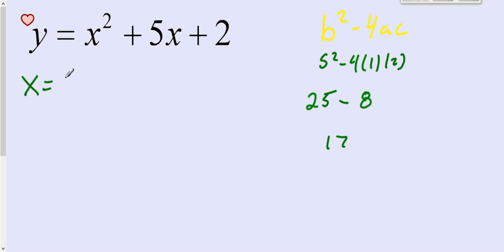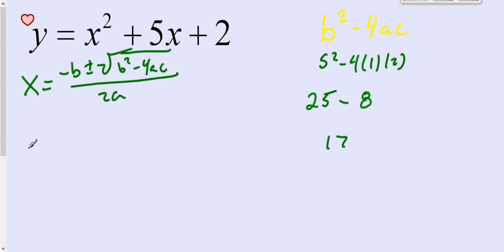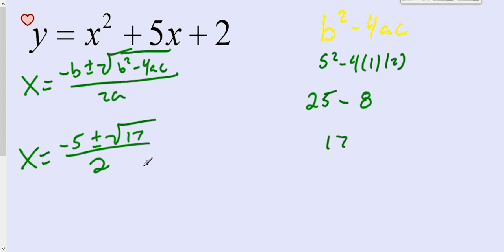So we can move on to our next stage, negative b plus or minus the square root of b squared minus 4ac all over 2a. X is equal to negative 5 plus or minus the square root of 17 all over 2. Square root of 17, there's no way we can simplify that. It's prime. They don't share anything in common. And we're done right there.